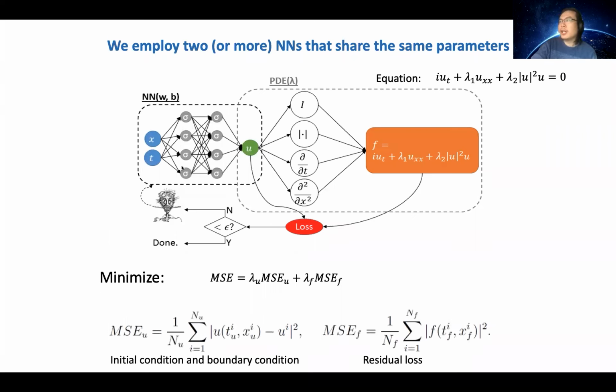So this is a schematic of PINNs. The spirit is that we will employ two or more neural networks that share the same parameters to represent different terms in the equation. So firstly, we will use a neural network to represent, for example, the solution u.